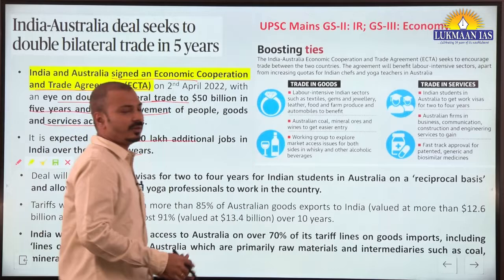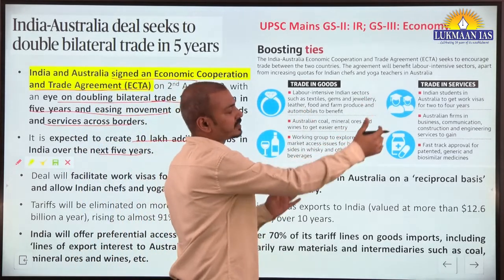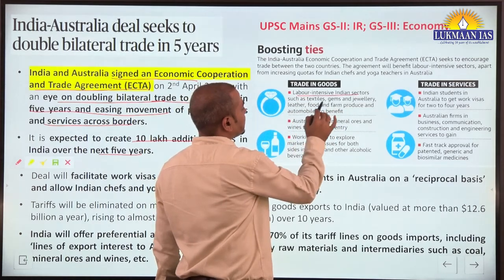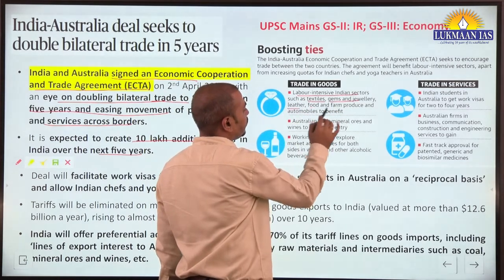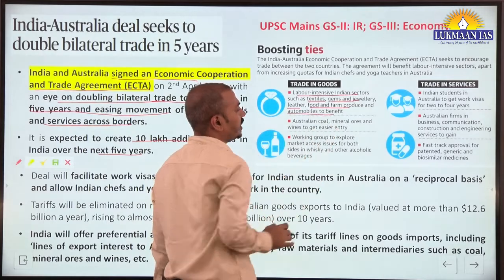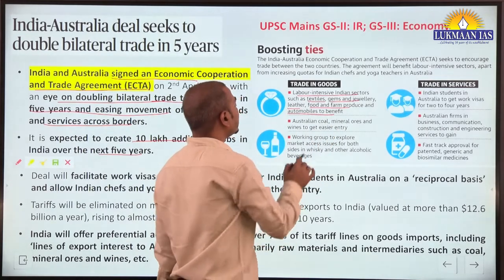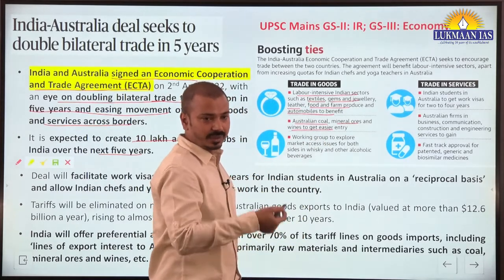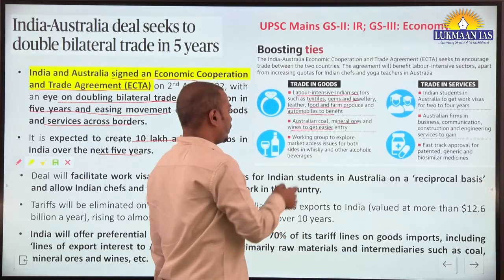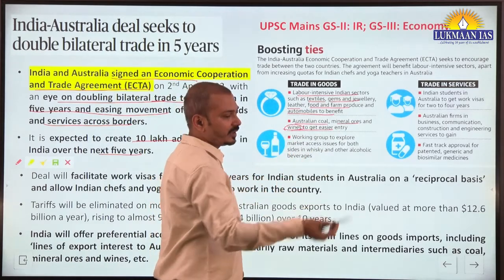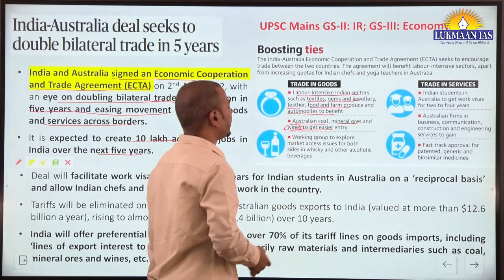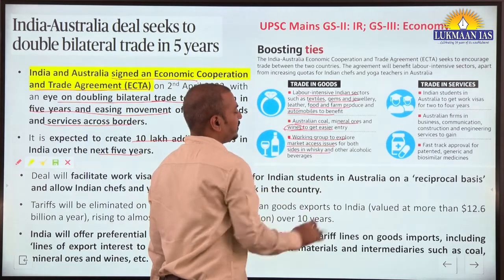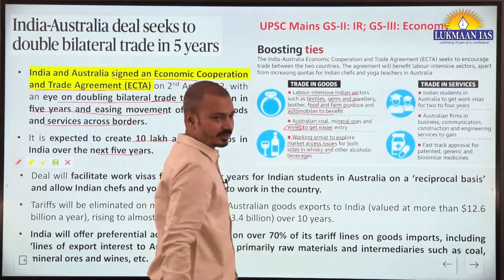Major areas of goods trade and services trade. See here, labor intensive Indian sectors such as textile, gems and jewelries, leather, food and farm produce and automobile to benefit. Australian coal and mineral ores and wines to get easier entry into India. It is one of the major business. Wine industry of Australia is very famous and they want access to Indian market. Working group to explore market access issues for both sides in whiskey and other alcoholic beverages.